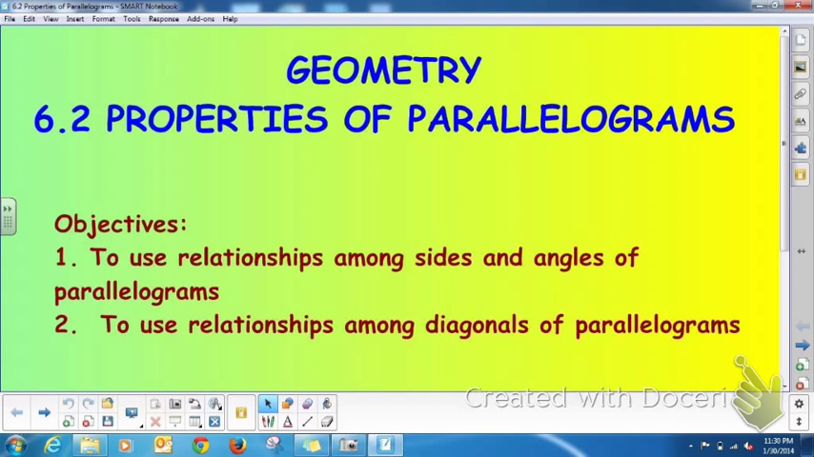This is geometry, section 6.2, properties of parallelograms. Our objectives in this section are to use relationships among sides and angles of parallelograms and to use relationships among diagonals of parallelograms. Please fill out your note template.